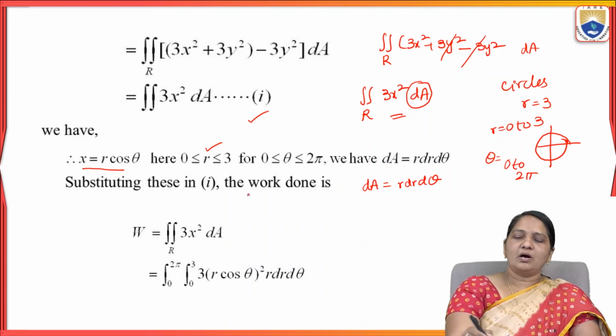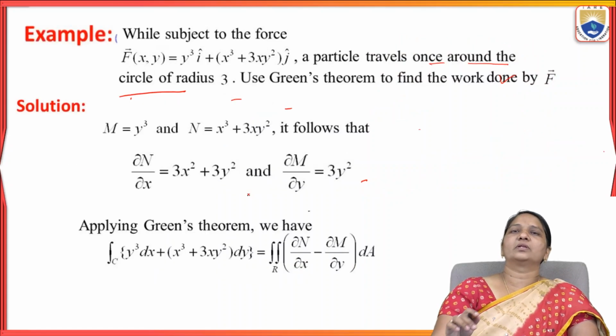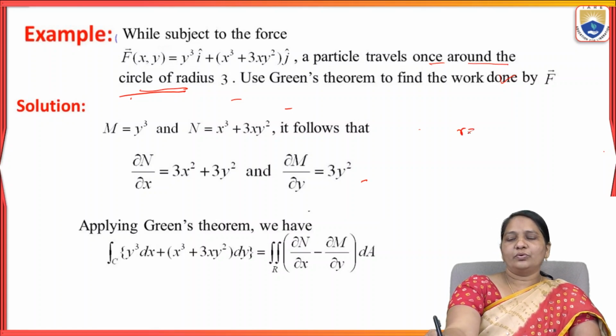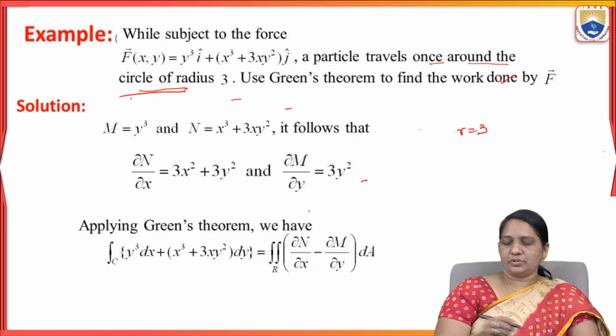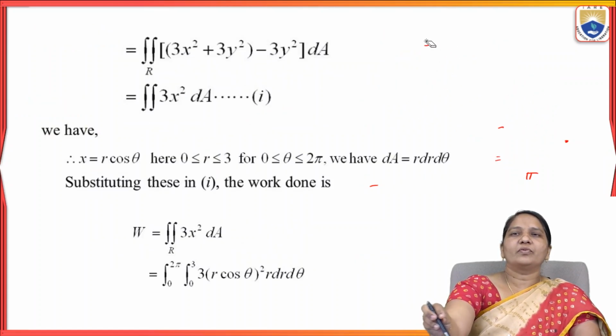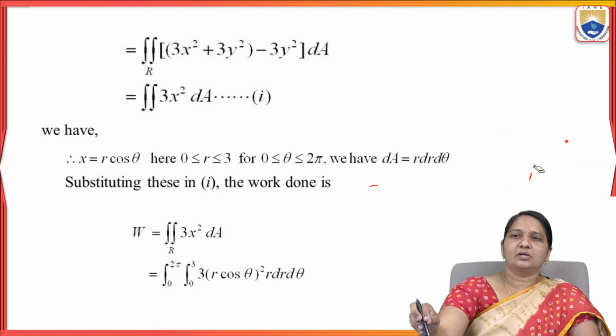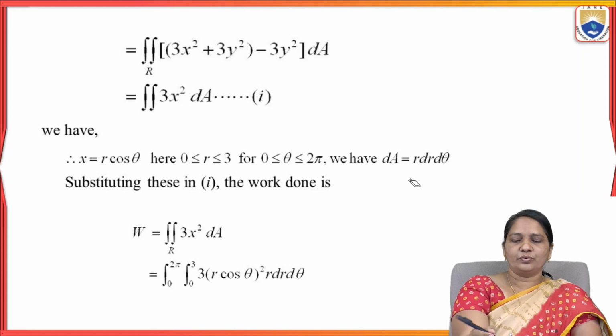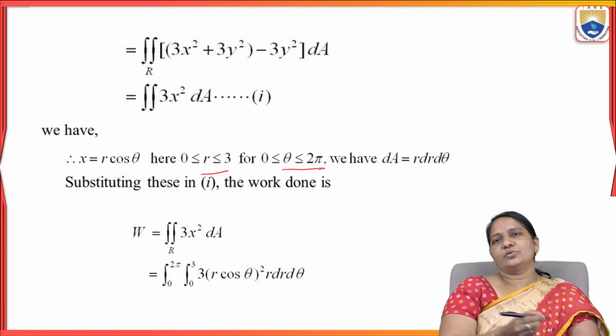Why are we taking r and theta? They only gave the circle with radius 3. So now we are going to take r equal to 3 according to the given problem. I hope we got the point why we are taking radius 3, and the limits are r equal to 0 to 3 and theta limits are 0 to 2 pi.